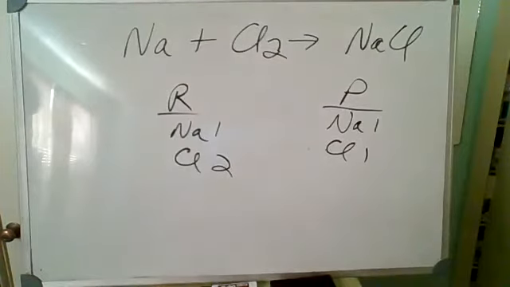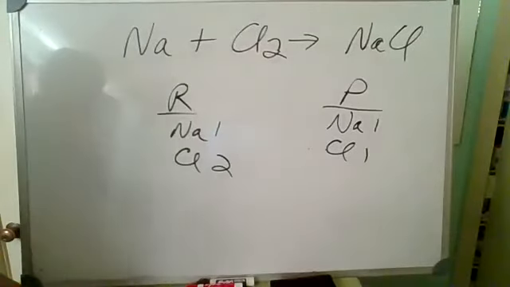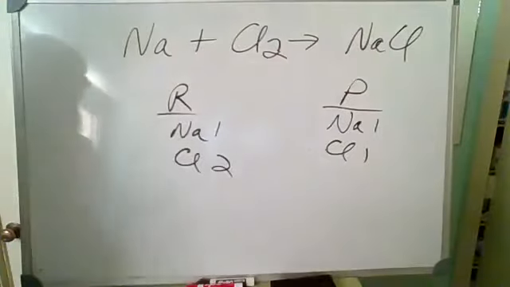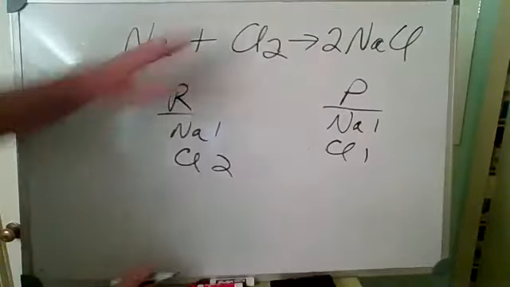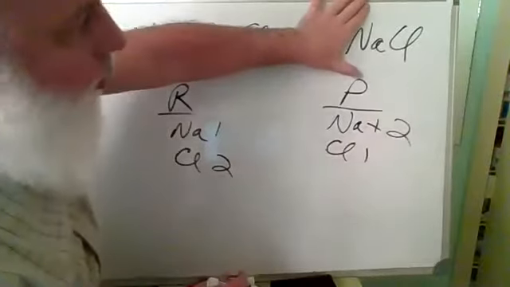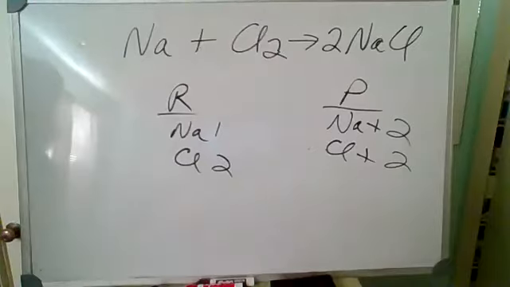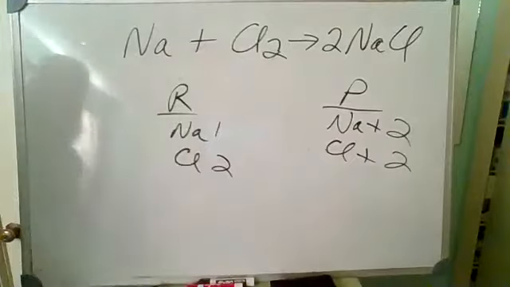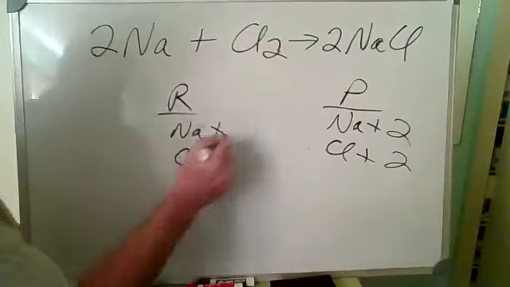Now, the sodiums are already balanced. The chlorines are not. I have two chlorines here and one there. I have to have two over there, so I'm going to put a 2 there. One sodium times 2 is 2 sodiums. One chlorine times 2 is 2 chlorines. So now the chlorines are balanced. The sodiums are not. I have 1 on the reactant side and 2 on the product side. We can easily rectify that by putting a coefficient of 2 on the sodium.